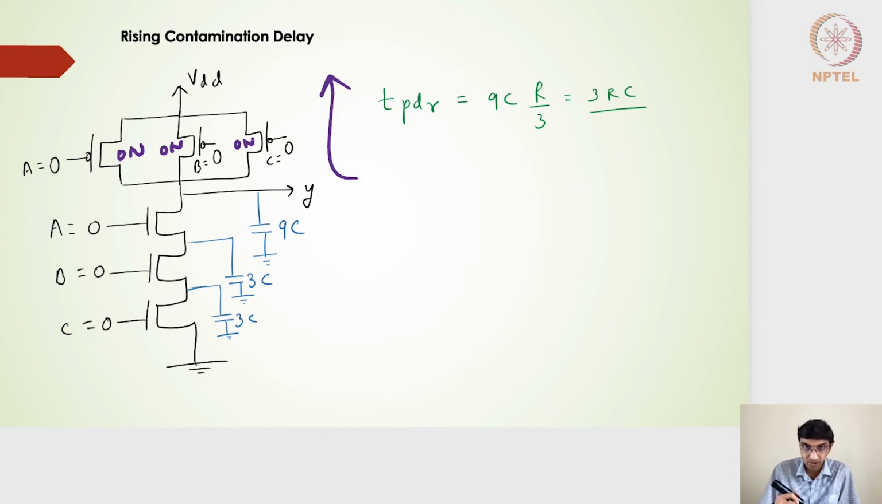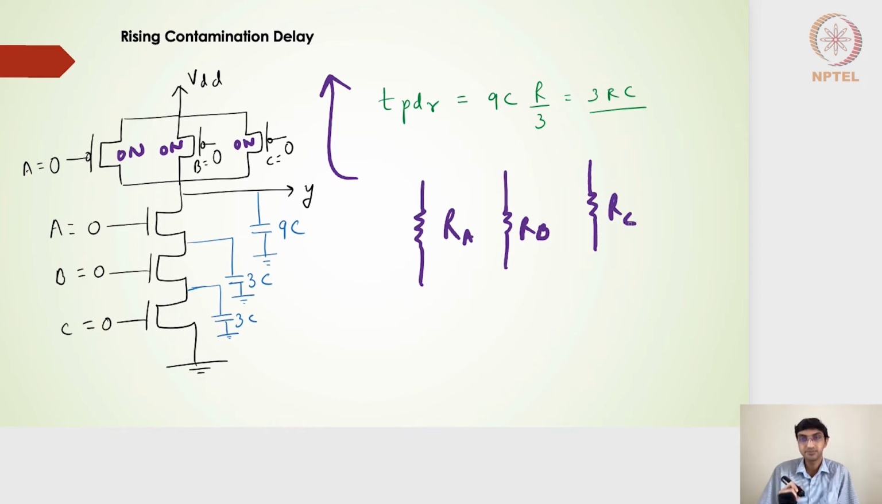If all three transistors are on, the equivalent switching resistance seen from the PMOS side is the switching resistance of A in parallel with that of B in parallel with that of C. So the equivalent resistance will be R by 3, because each of these gates is of size 2 and offers a resistance of R each, and three of them in parallel give R by 3. And the output node capacitance is 9C.